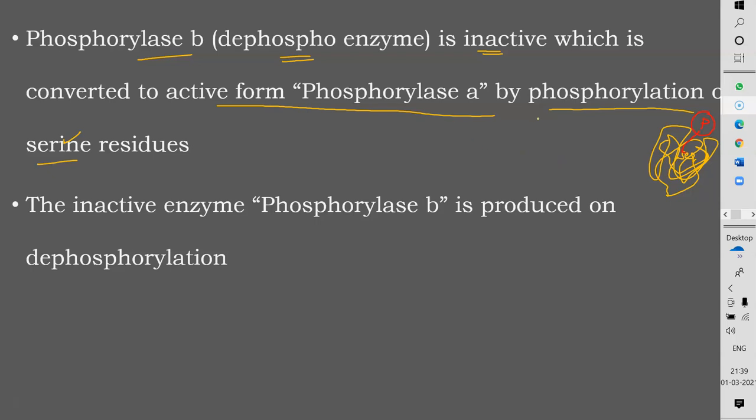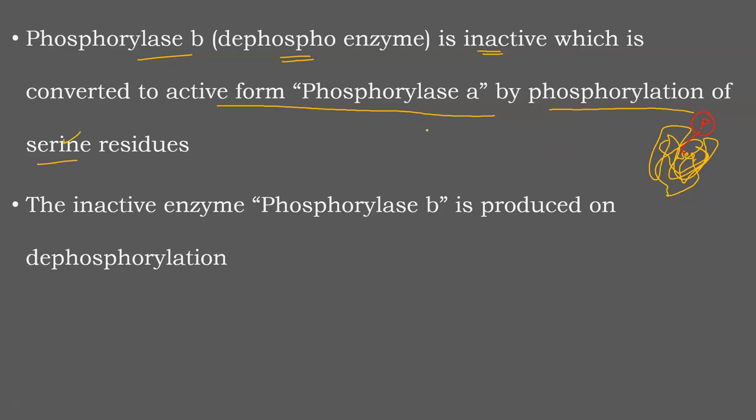Here, the phosphorylation of serine residues. Serine is part of the glycogen phosphorylase enzyme, to which actually the phosphate group is attached. The inactive form, that means glycogen phosphorylase B, is produced on dephosphorylation. Suppose if a phosphate group is attached to this enzyme, that means this is the active form.